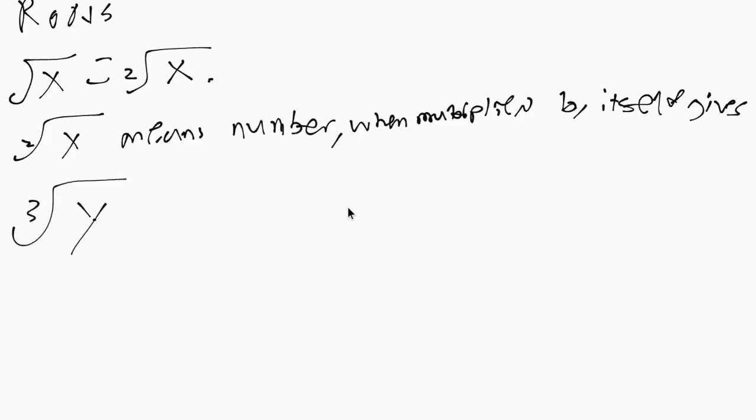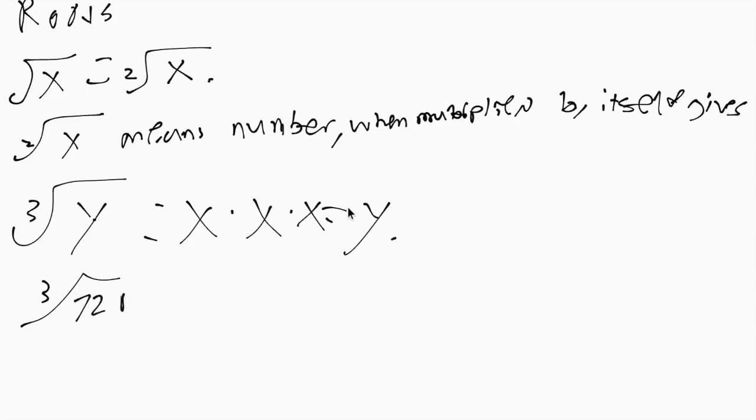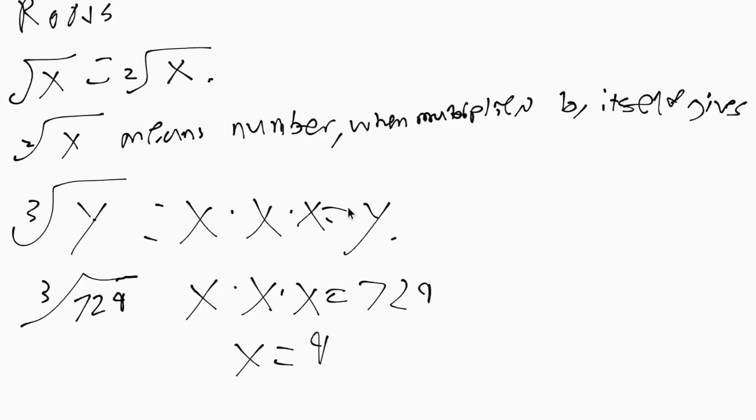And now, cube root of y equals x, where x times x times x equals y. So, therefore, x cubed equals y. That's why it's called cube root of y. So, for example, cube root of 729 is going to be equal to x, where x times x times x equals 729. x equals 9. And that is our answer.